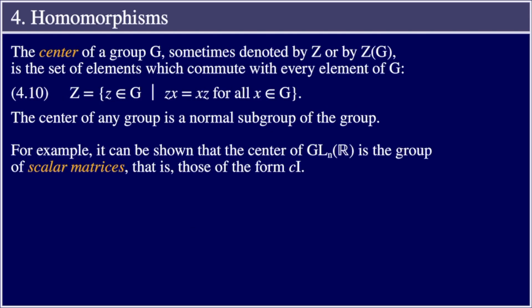The center of a group G, sometimes denoted by Z or Z(G), is the set of elements which commute with every element of G. 4.10. Z is equal to the set of z in G such that zx = xz for all x in G. The center of any group is a normal subgroup of the group. For example, it can be shown that the center of GL_n(R) is the group of scalar matrices, that is, those of the form cI.